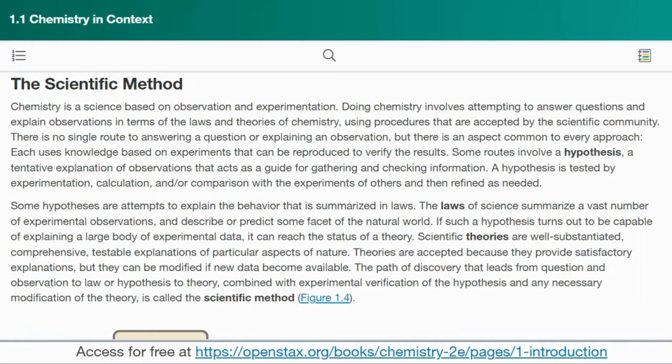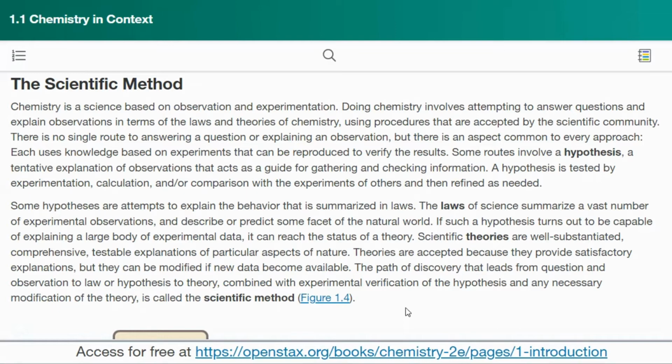Scientific theories are well substantiated, comprehensive, testable explanations of particular aspects of nature. Theories are accepted because they provide satisfactory explanations, but they can be modified if new data become available. The path of discovery that leads from question and observation to law or hypothesis to theory, combined with experimental verification of the hypothesis and any necessary modification of the theory, is called the scientific method.